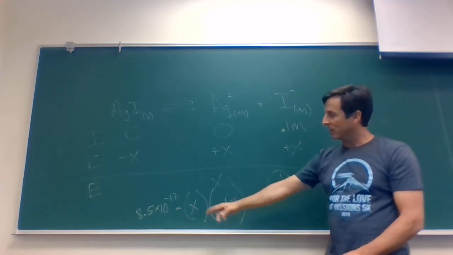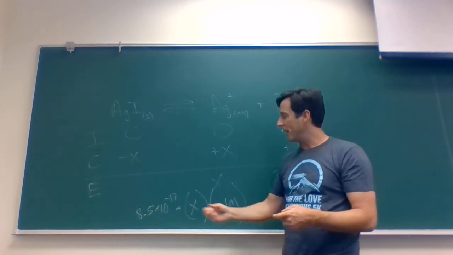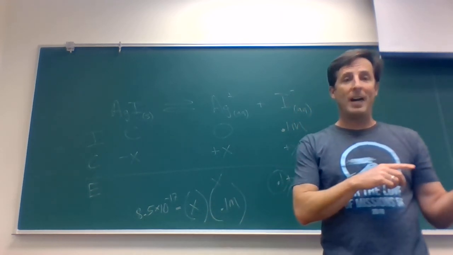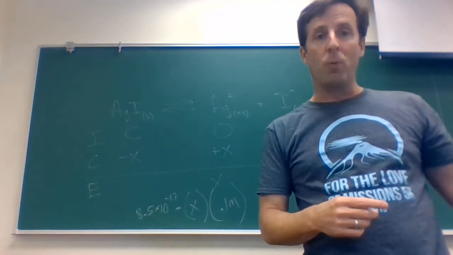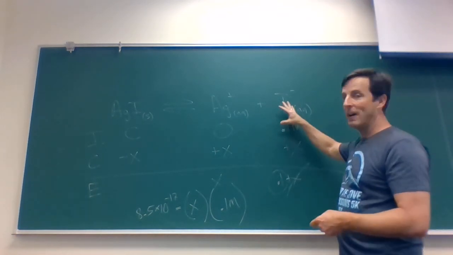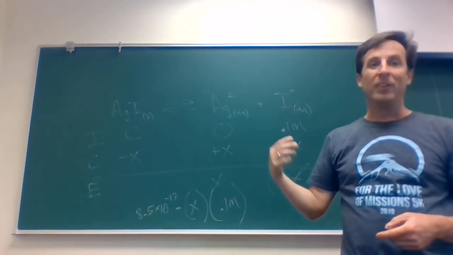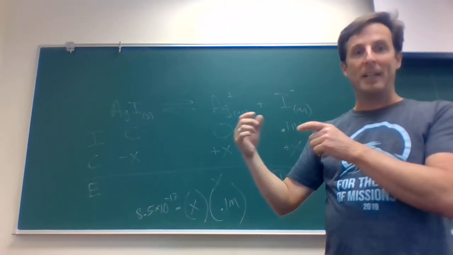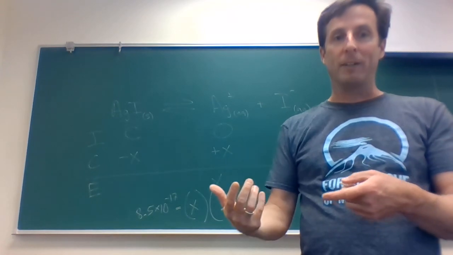At that point, I can divide. My x value is going to be 8.5 times 10 to the minus 16. If I compare that to the solubility in water, which is given on the slide, it shows that the common ion effect lowers the solubility of this compound from 10 to the minus 9, which is what it's supposed to be, to 10 to the minus 16. That's a huge factor of decrease.